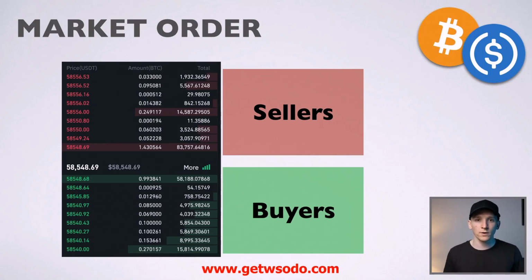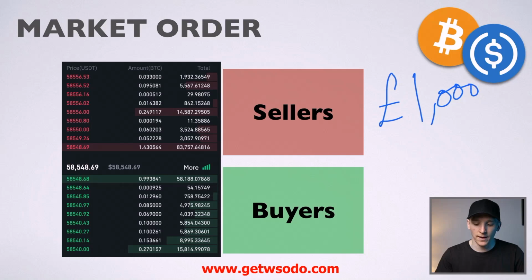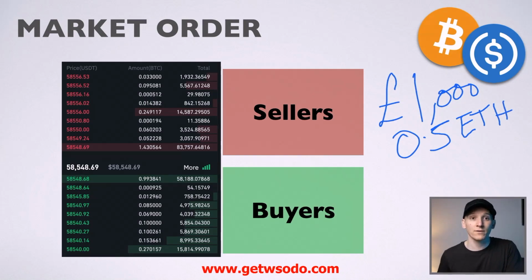What is a market order? If you've ever used Coinbase or one of those consumer-friendly apps, you will be trading a market order. A market order lets you choose the amount that you trade, but nothing else. So let's say I've got £1,000 to trade, or you can say, you know, I want to trade 0.5 ETH or something like this. You can control the amount and nothing else.